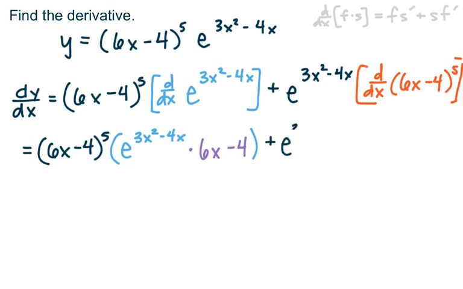So now I have e to the 3x squared minus 4x, and I have one more derivative I need to take. Thinking about the outside, the 5 will come down and the exponent will become a 4. So I have 5 times 6x minus 4 to the fourth. And then I need to take the derivative of my inside, and that derivative would just be 6. So pause the video if you need, and make sure you understand where all of these values are coming from. And right here, this 6x minus 4, I really need parentheses around that.